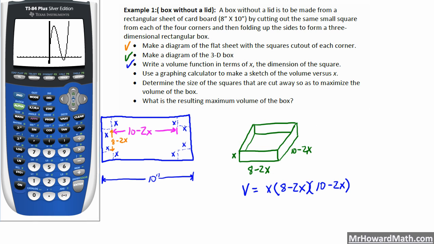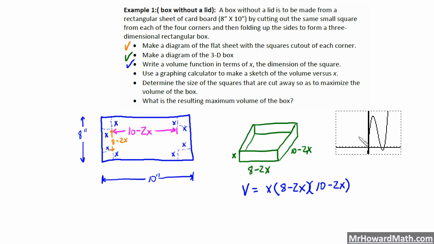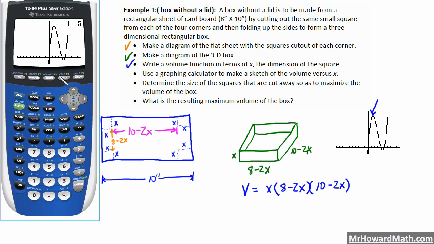I'm just going to bring it over here so we can talk about it. So we're concerned about this point right there. So we need to use our max, second trace max, number 4. Left bound 0, that's fine. Right bound 1, I can type 3 here to make it quick. Guess, just hit enter. And here is our max.